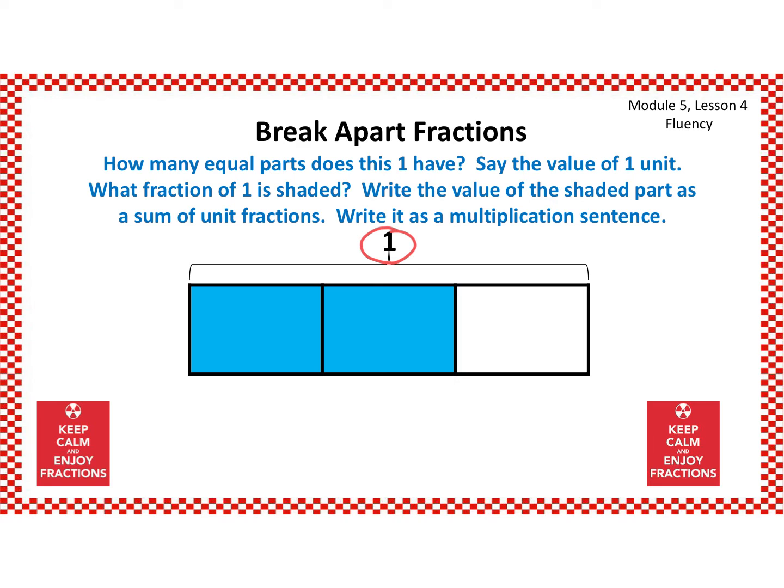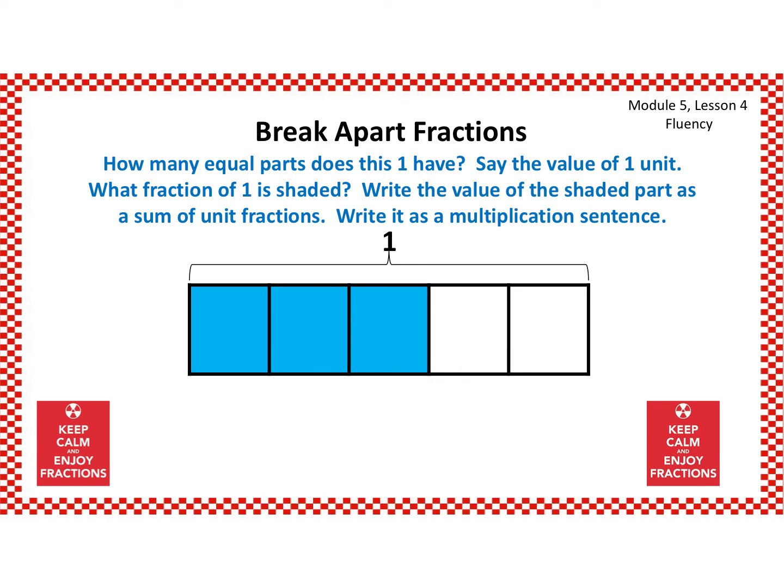Well, 2 of those 3 parts are shaded, with 3 being your denominator, which tells you how many parts. The number on the top, or the numerator, tells you how many parts are shaded. So you could write the value of the shaded part as a sum of those unit fractions, 1/3 plus 1/3. You could also write it as a multiplication sentence: 2 times 1/3, because there are 2 of them, thinking of repeated addition and multiplication.